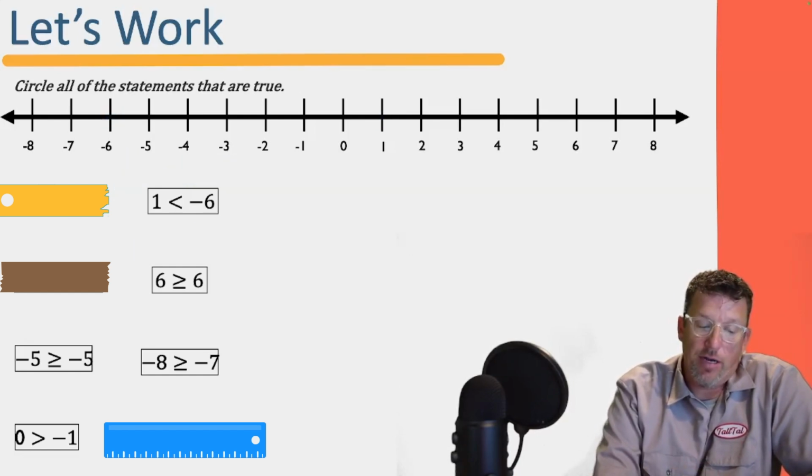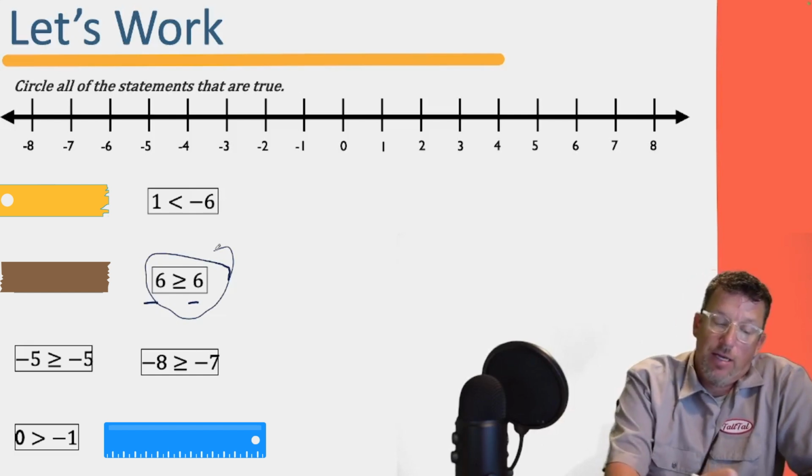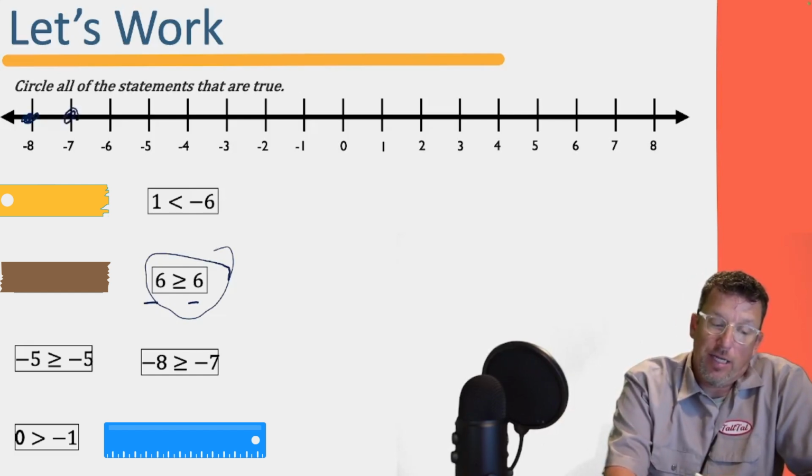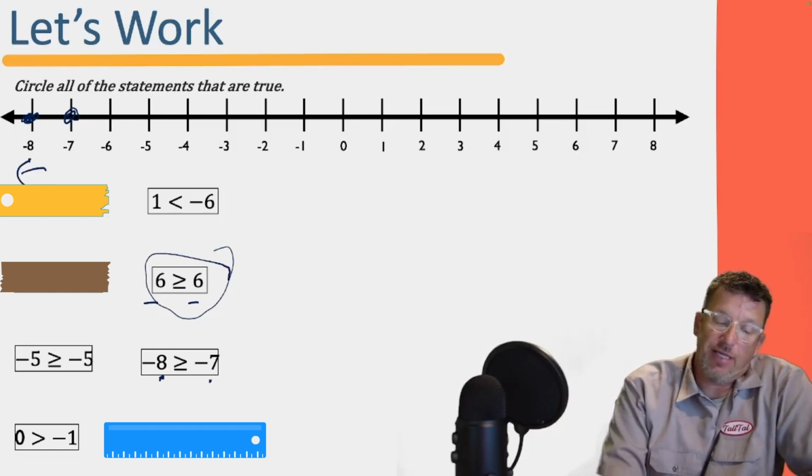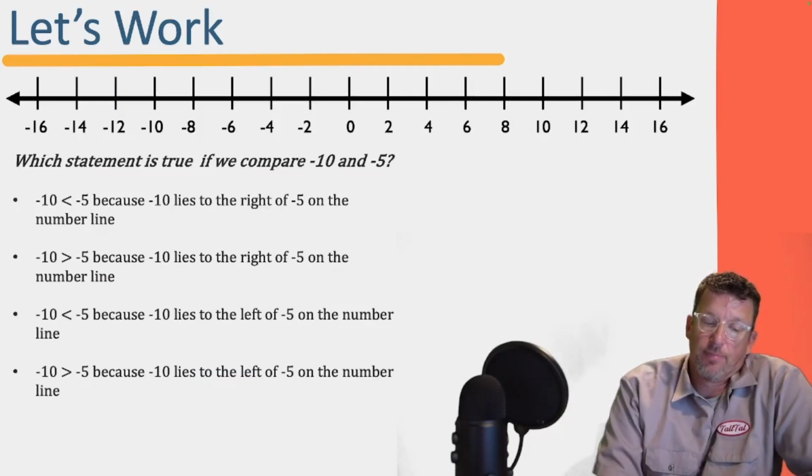Is 6 greater than or equal to 6? Yes, 6 is equal to 6. That works. Is negative 8 greater than or equal to negative 7? Well, here's negative 8, and here's negative 7. Is negative 8 bigger than negative 7? No, because negative 8 is farther this direction than negative 7. So that one does not work. Just a little bit more.